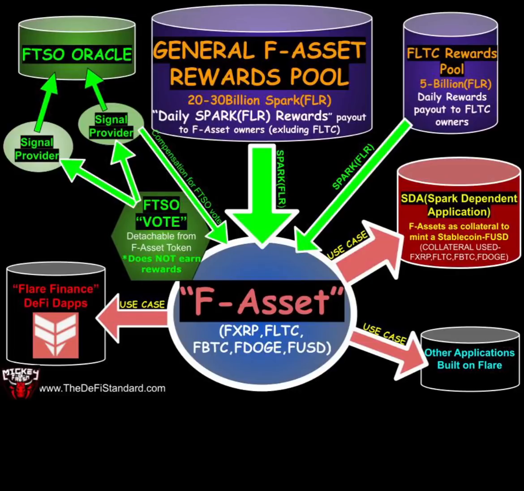Now, where does this come from? This comes from a general FAsset rewards pool. This is made up of the Spark tokens that didn't go to Ripple, didn't go to the founders, and didn't go to the scam wallets. That made up roughly 7 billion Spark. Then the foundation donated another 5 billion to that out of their initial 30 billion. So that gives us around 12 billion.